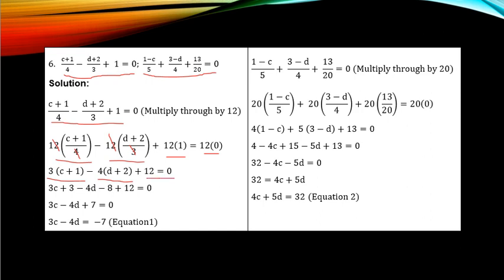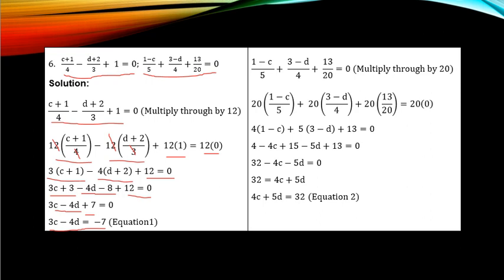If you open the bracket, you have 3c plus 3 minus 4. Open that bracket, you have minus 4d minus 8 plus 12 equal to 0. So let's add like terms. So you have 3c minus 4d plus 3 minus 8 is minus 5 plus 12 is plus 7. Have equation 1, you transfer plus 7, it becomes minus 7. So 3c minus 4d equal to minus 7. That is equation 1 from the first equation.